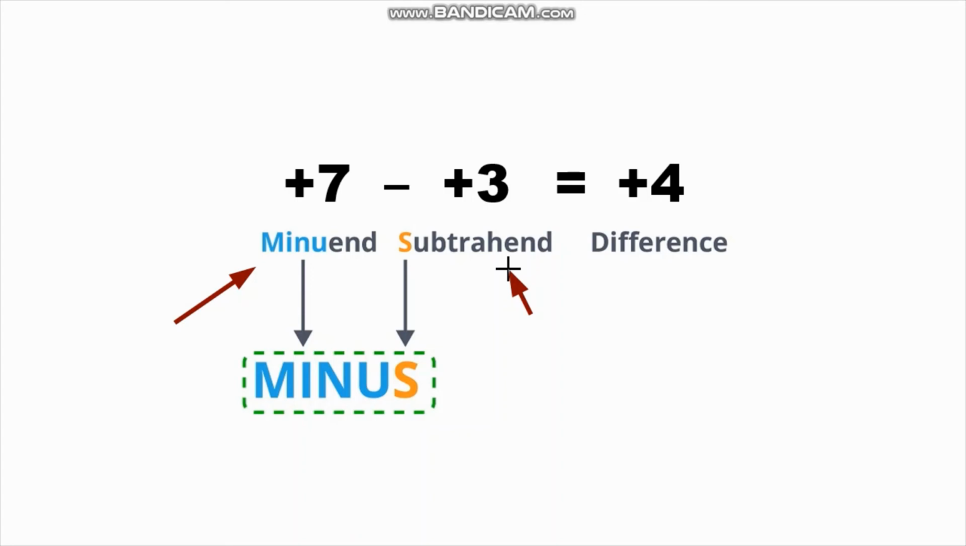Okay, so you can remember these terminologies using this very easy rule. So we have our minus sign here, and whatever comes before the minus sign can be remembered as the minuend because minu comes first in minus, and whatever comes after the minus sign can be called the subtrahend. So these are just names given to both of these numbers.